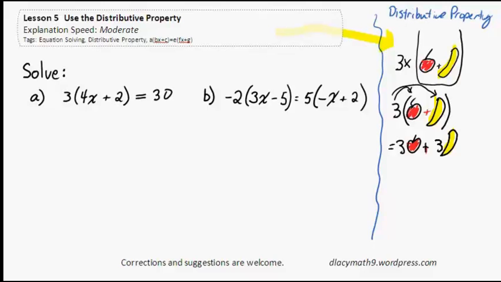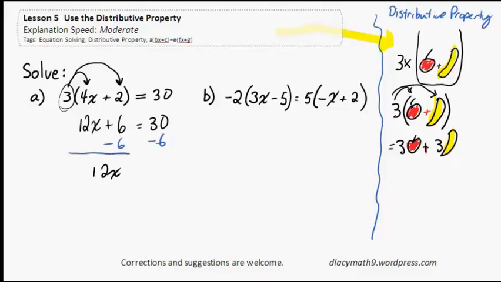Well, let's look at A here. I have to solve this equation, and I'm going to multiply 3 times 4x, and then I'm going to multiply it by 2, just like I did with the apple and the banana. 3 times 4x is 12x. 3 used again times 2 is 6. Now my brackets are gone, and I have a much simpler looking equation, which I will solve using the techniques that we've already been working with for some time.